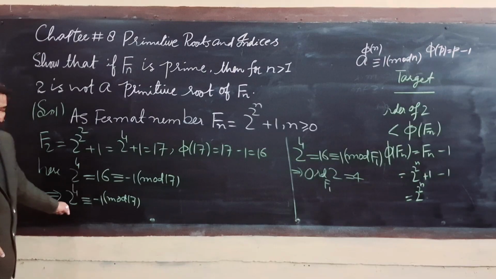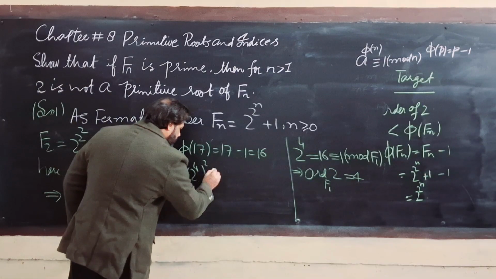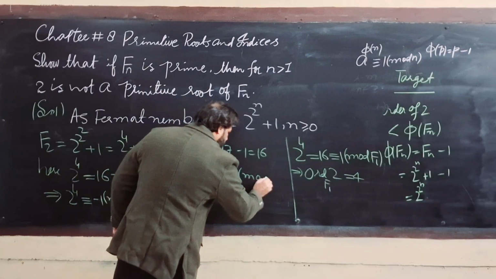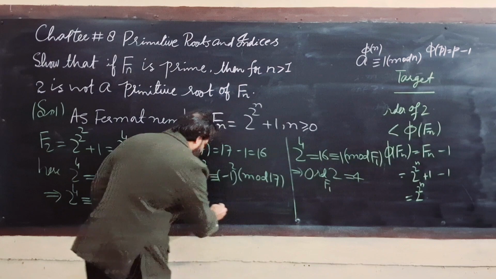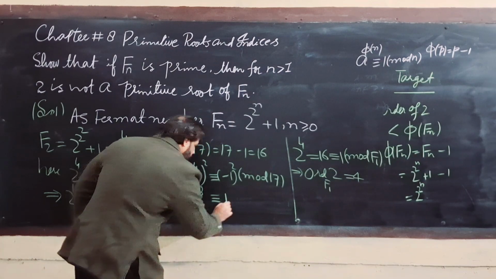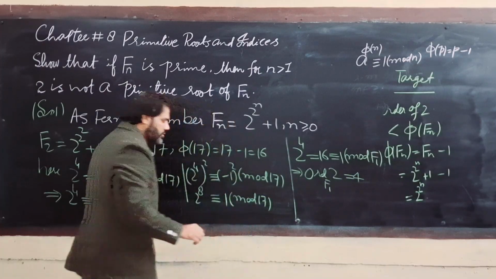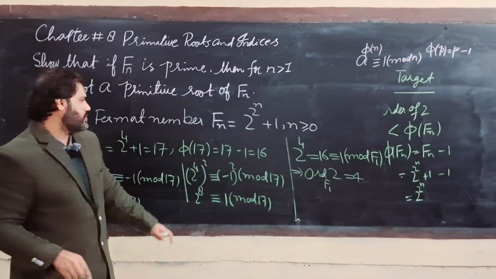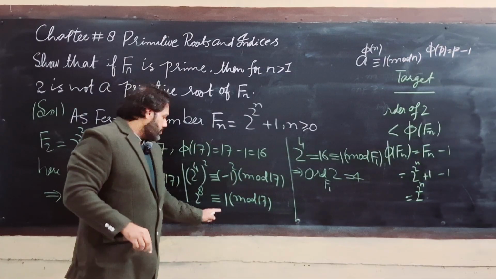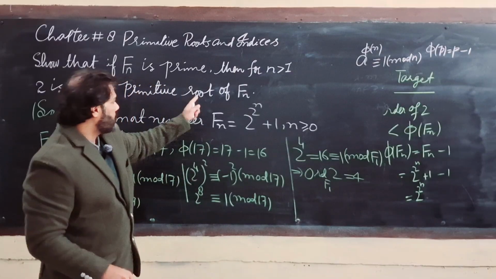If we take square on both sides, this becomes 2 raised to power 4 whole square, which is congruent to minus 1 square modulo 17, which is equal to 1. So 2 raised to power 8 is congruent to 1 modulo 17. This shows that the order of 2 is 8, which is not equal to phi of 17, and hence 2 is not a primitive root of 17 as required.